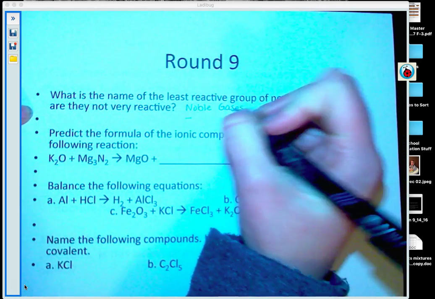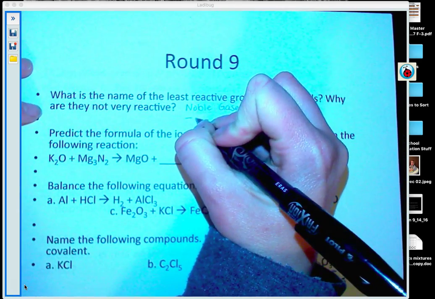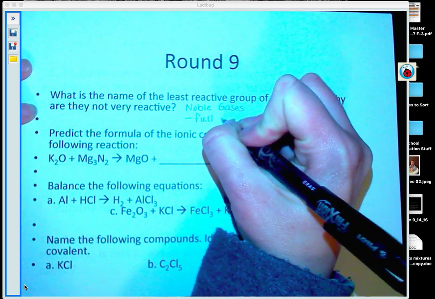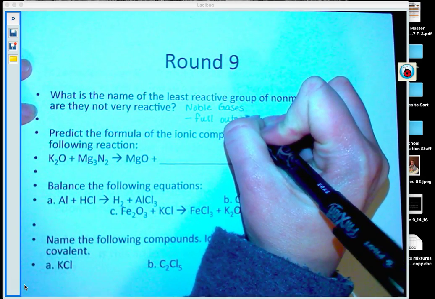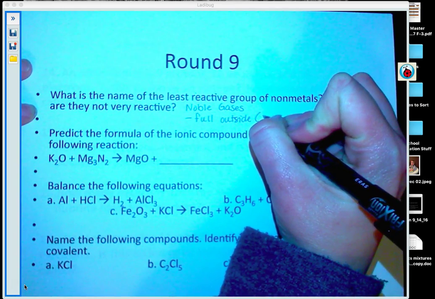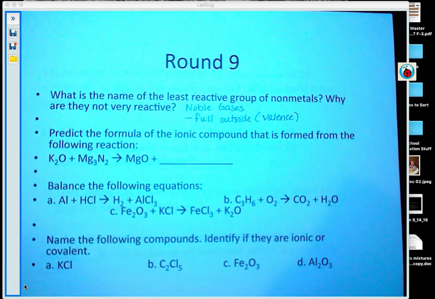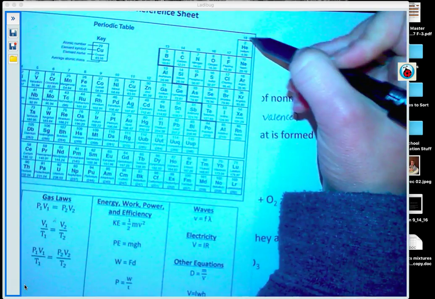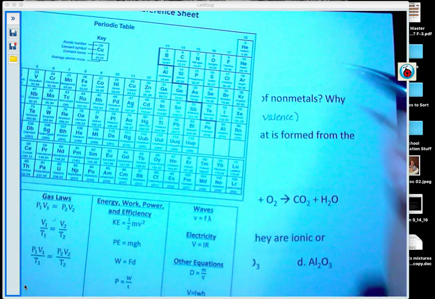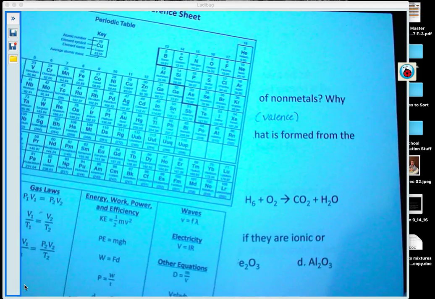Well, what does every single atom out there want to have? They have a full outer outside shell, which we're going to also call valence. Okay, so remember that your valence shell is your outside shell, and for all of the noble gases, which is everybody over here, they're completely full and they're very happy.